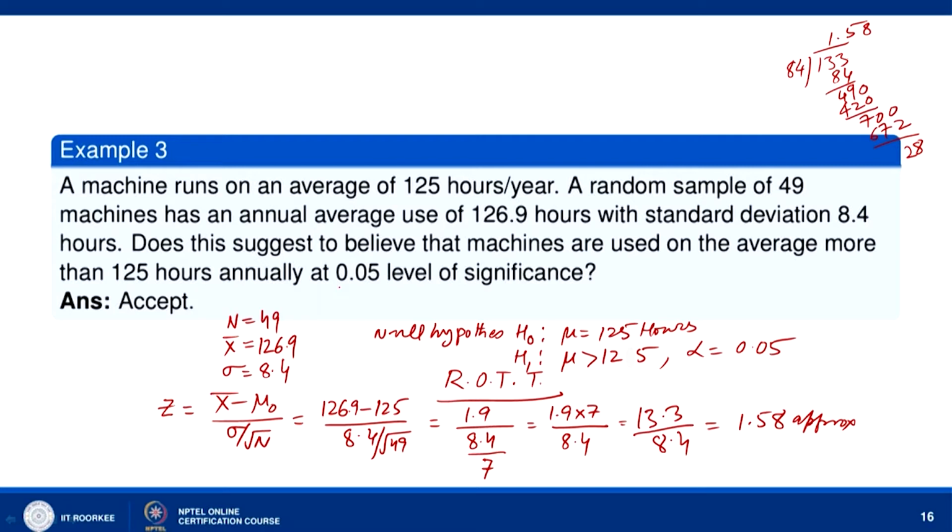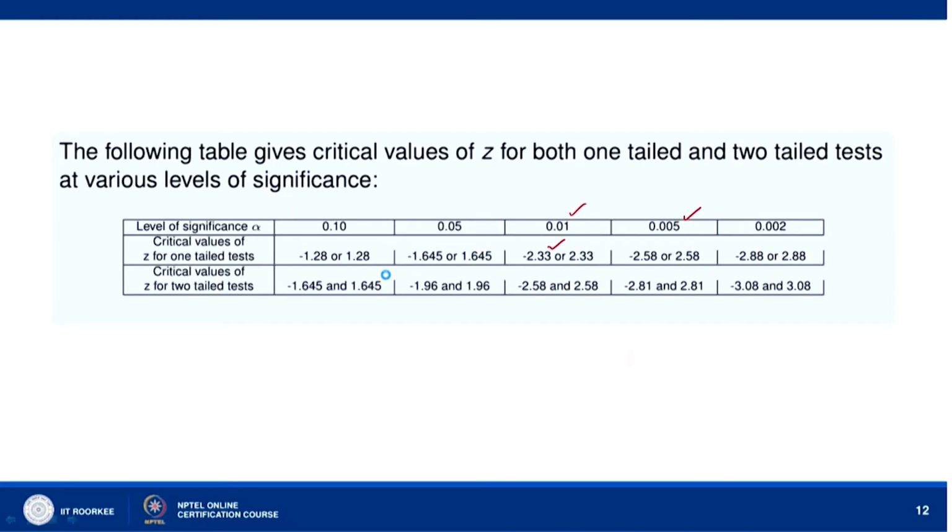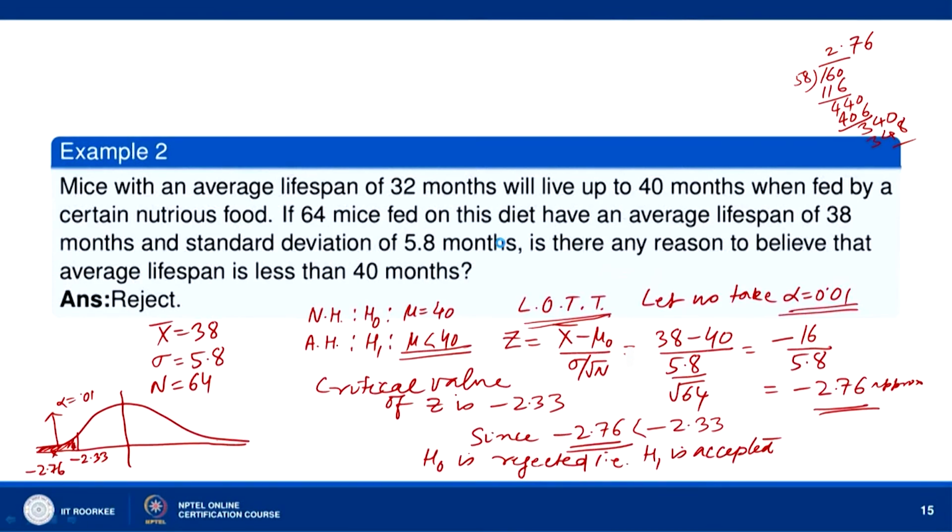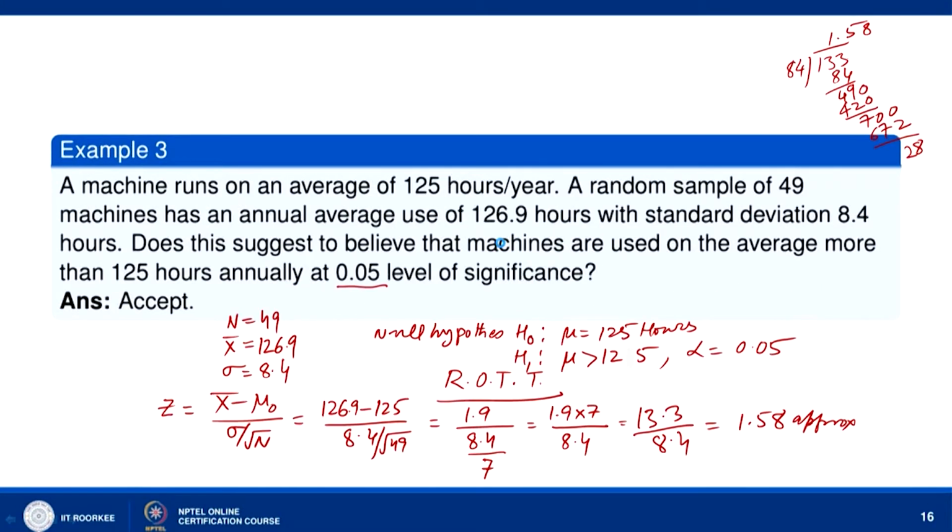Now, let us see at 0.05 level of significance what is the value of z from the table, the critical value of z. We have alpha equal to 0.05, and the critical value of z is 1.645. So, here the critical value of z is 1.645. Now, 1.645 is greater than 1.58.